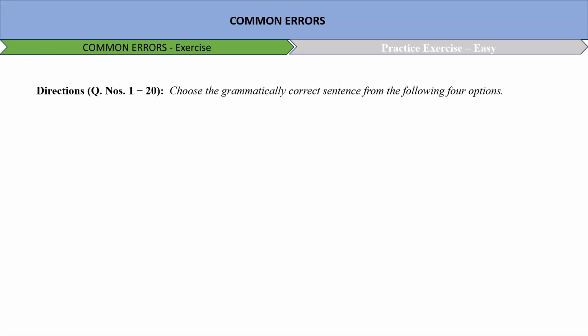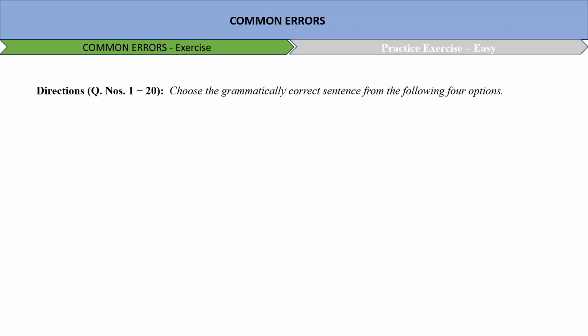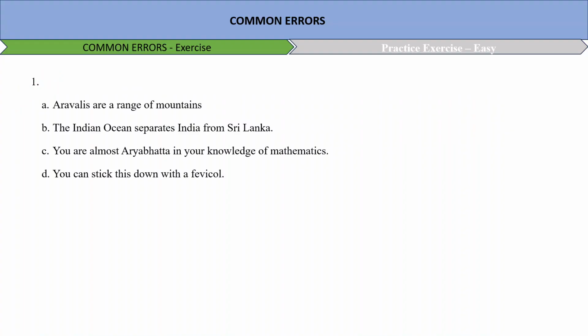Okay. So, enough of common errors discussion. Let's practice some of the questions. Some very, very important yet very common questions which usually come in exams, and we usually make some sort of mistake. So let's understand how grammatically we will be selecting correct sentences. So the first question is: Aravallis are a range of mountains. The Indian Ocean separates India from Sri Lanka. You're almost Aryabhatta in your knowledge of mathematics. You can stick this down with a Fevicol.